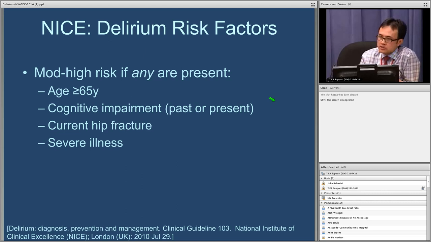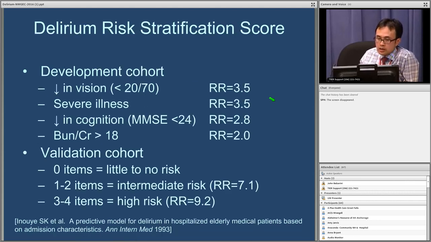So if you're over the age of 65, you're at risk. If you have cognitive impairment, past or present, you're at risk. If you have a hip fracture, you are at risk. And if you have a severe illness that you're being admitted to the hospital for, you're at risk. So with any of these risk factors, you would be at risk for developing delirium, okay?